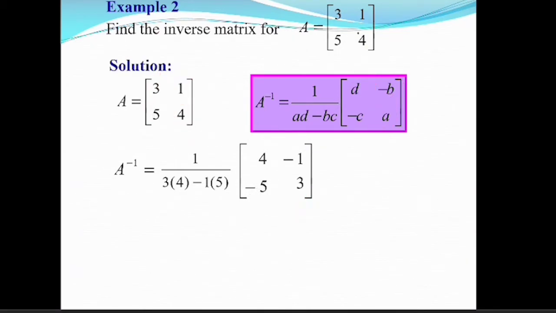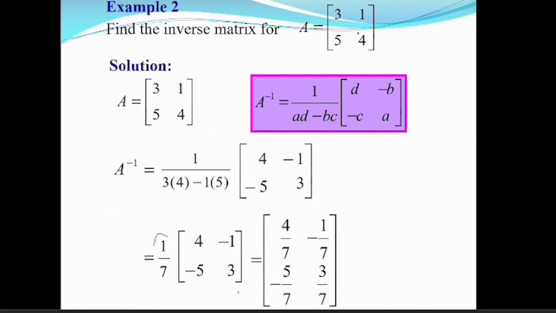Solve your value for the determinant. 3 times 4 is 12, minus 5, and your answer is 7. So 1 over 7 multiplied with the adjoint matrix. You can leave your answer like this, or you can also multiply the scalar 1 over 7 into the matrix.